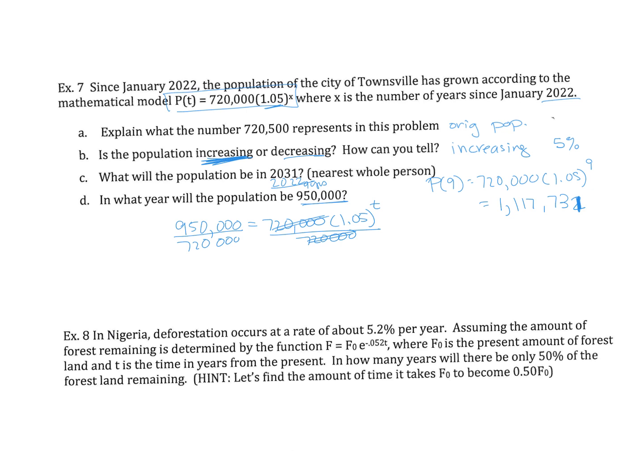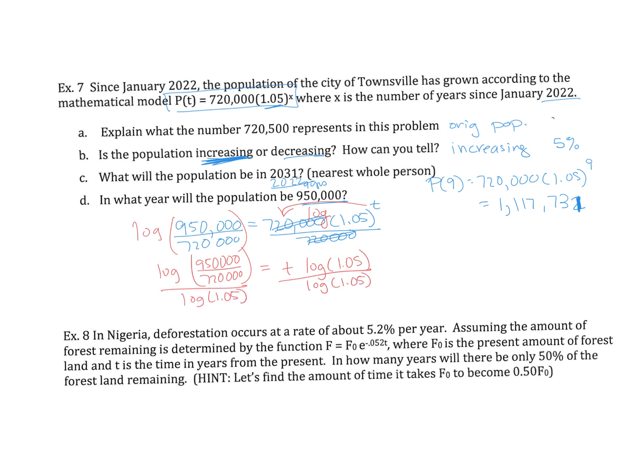So this is where I want to take the log of both sides. I'm going to take a log of the left side and log of the right side, and that allows me to drop my t down in front. So this is really log of 950,000 divided by 720,000 equals t times log of 1.05. So to solve for t, I'm going to divide both sides by log of 1.05.